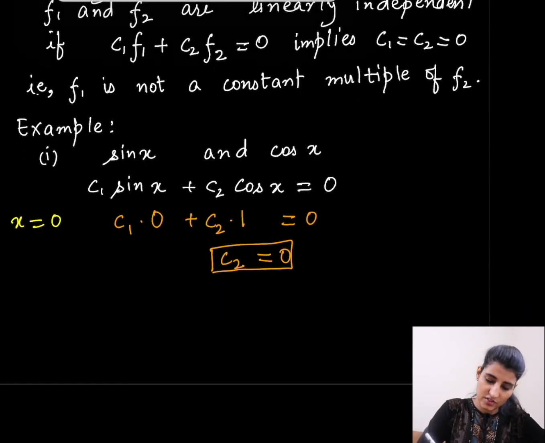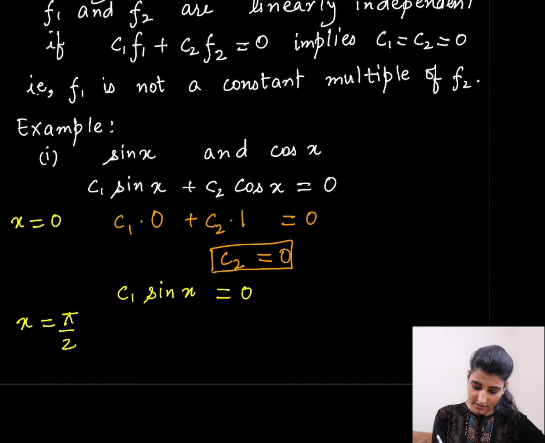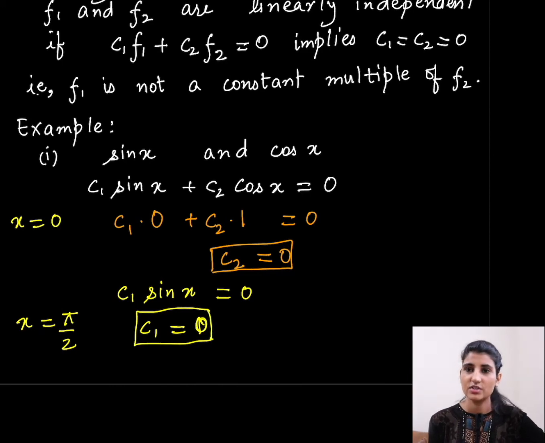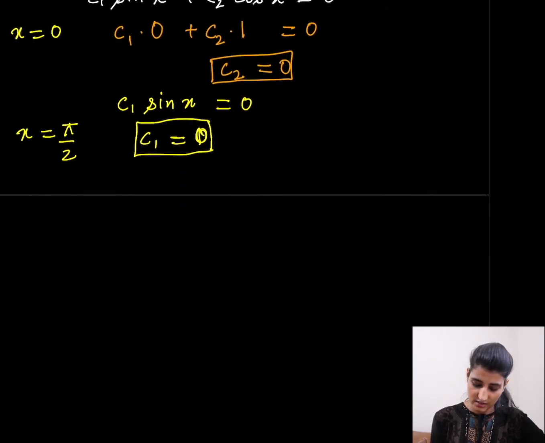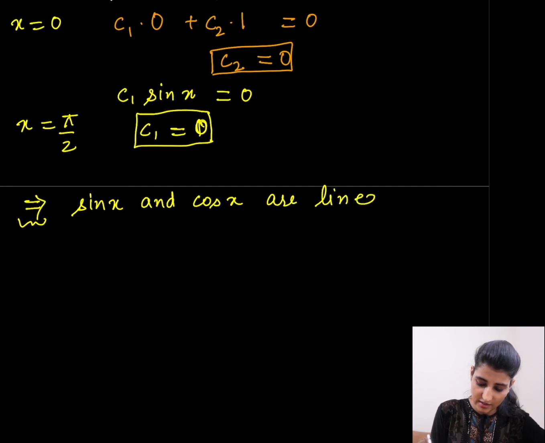Okay. So if C2 is equal to 0, we have C1 sine x is equal to 0. If you substitute, say, x equal to pi by 2, then sine x is 1, and that gives us C1 equal to 0. Right. So we proved C1 equal to 0 and C2 equal to 0. It means, so that implies, this notation, by the way, is for implies, sine x and cosine x are linearly independent.